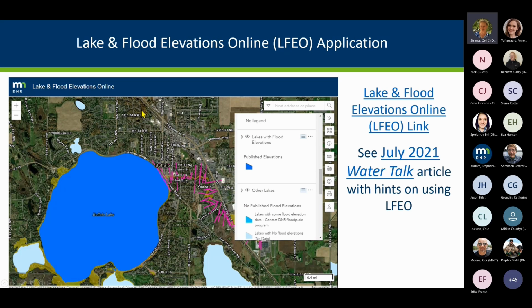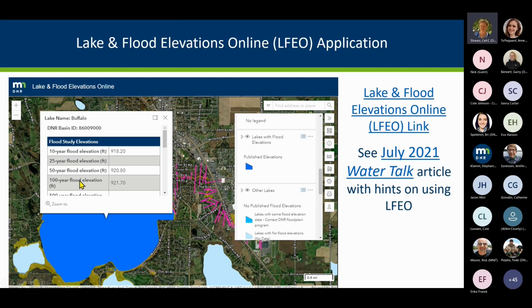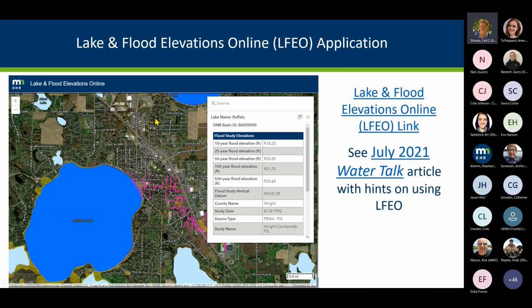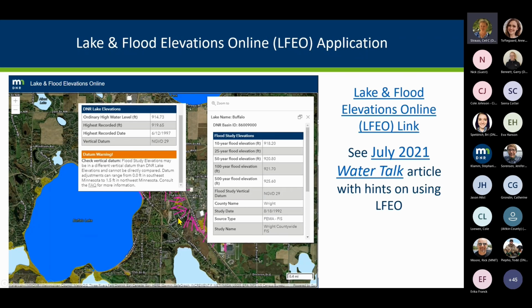Another site I need to mention is our Lake and Flood Elevations online application. Here's the link to that site, and we had some helpful user hints in a July Water Talk article. Be aware that on lakes, we will have information on the flood levels if we have them for that lake. And you can see all that information, which shows the source, the date, and the study type. And then in many of the lakes, we also have the ordinary high and the highest known listed if we have that in our records.